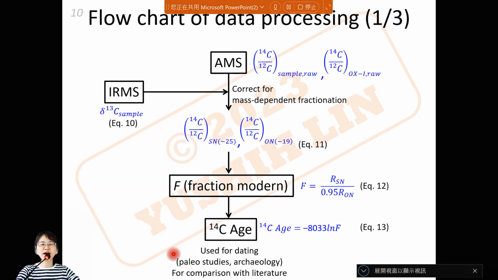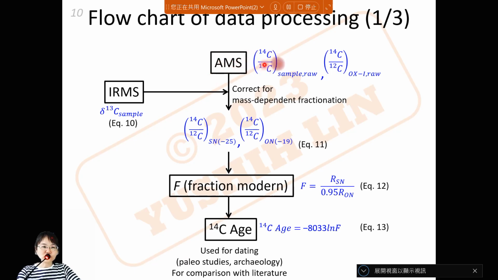This chart provides a good roadmap for you to link all the mathematics that I have mentioned together. When you send your sample to the laboratory, which is called AMS lab, meaning accelerator mass spectrometry, it's a very special kind of mass spectrometer, and it's very large. It is probably as large as this classroom. In Taiwan, there is an AMS at National Taiwan University at the Department of Geoscience.